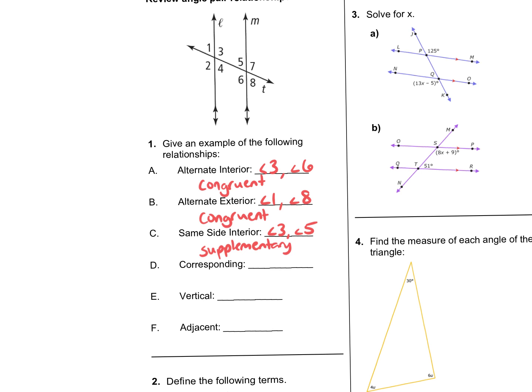Good. Corresponding. 3 and 7. I agree with 3 and 7. Are there others? Give me them. 1 and 5. 2 and 6. 4 and 8. I'm just gonna use 4 and 8 as an example. What do we know about corresponding angles? They are congruent. Yep.